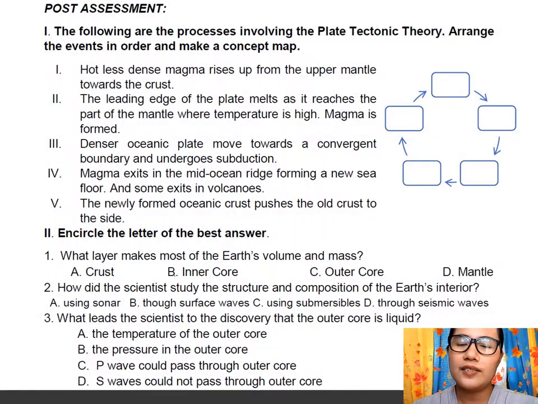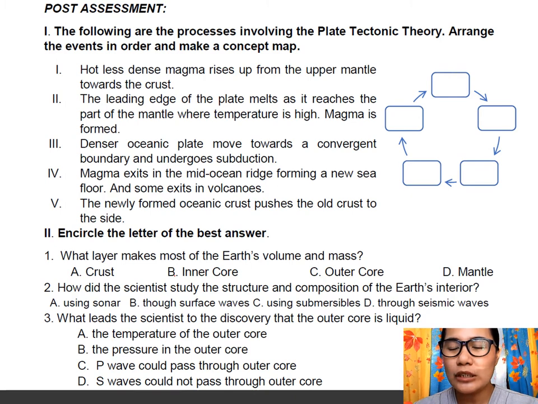And then, the last part of this module, you will answer the post-assessment consisting of 2 parts. First, you are going to arrange the events in the order that they happen. So you will write it on the diagram. And the second part is multiple choice items, 10 items. For that matter, I will now start with the discussion so that you will have a more thorough understanding of module number 7.